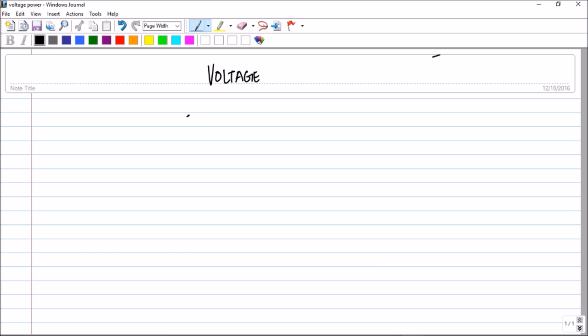Hello friends, in the last session we have seen the definition of charge and current. So in this session we will be seeing about the definitions of voltage and power.